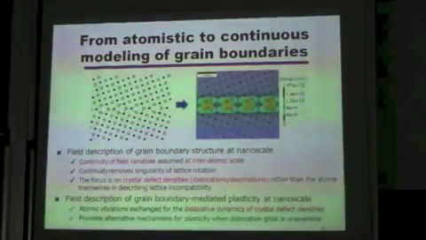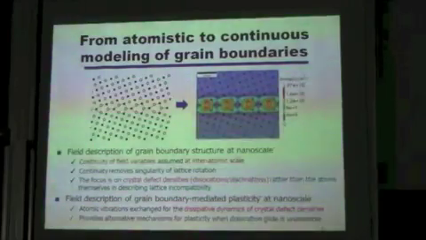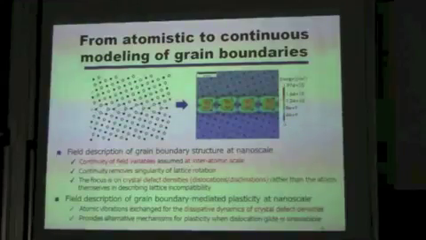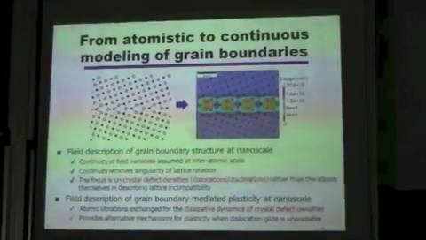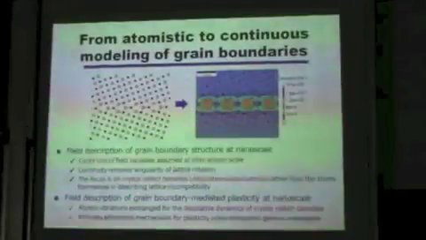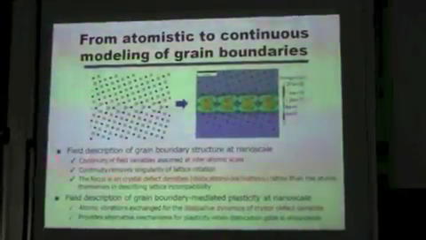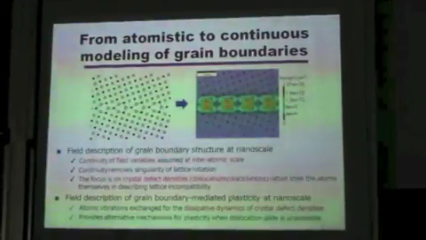That is, the interface is not a singular plane, it's a region with some finite width. So the focus is on the crystal defect densities, that is here, dislocations and disclinations, rather than focusing on the atoms themselves, as for example in molecular dynamics. So that's the first part of it, and the second part will be about grain boundary mediated plasticity.